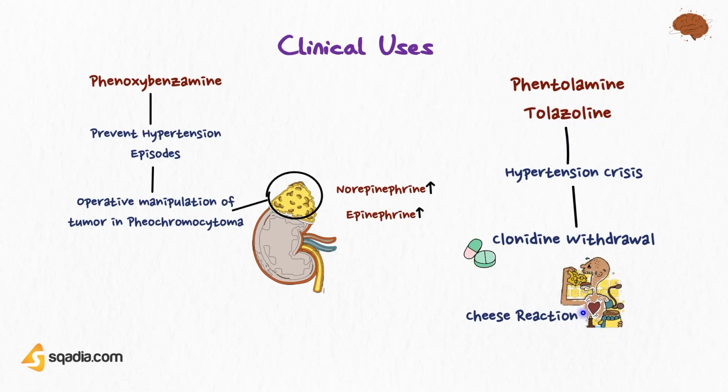In the cheese reaction, tyramine is present in cheese. Tyramine increases the neurotransmitter norepinephrine. The norepinephrine also increases the blood pressure and promotes hypertensive crisis. To deal with the hypertensive crisis, we give phentolamine and tolazoline.